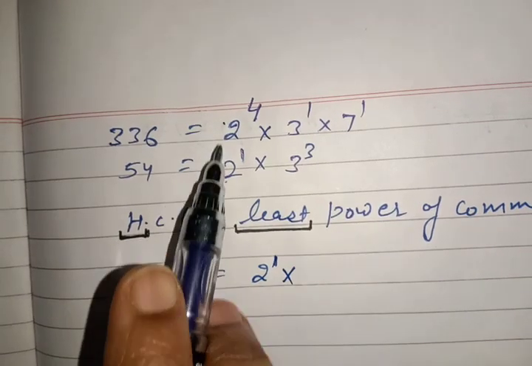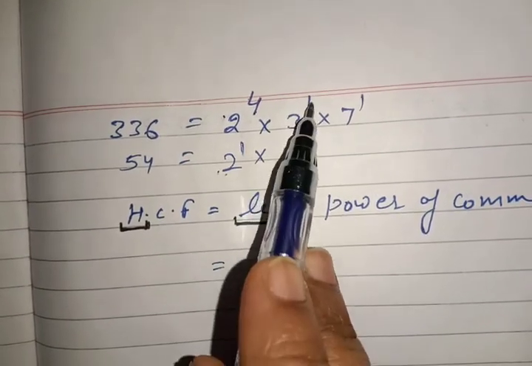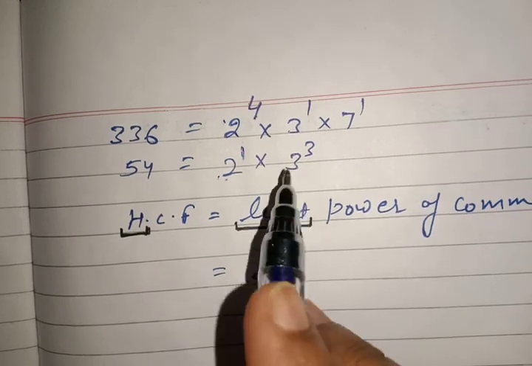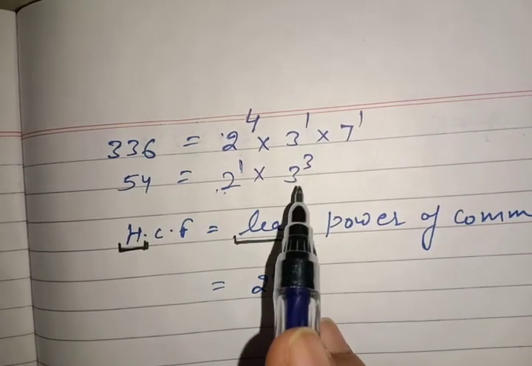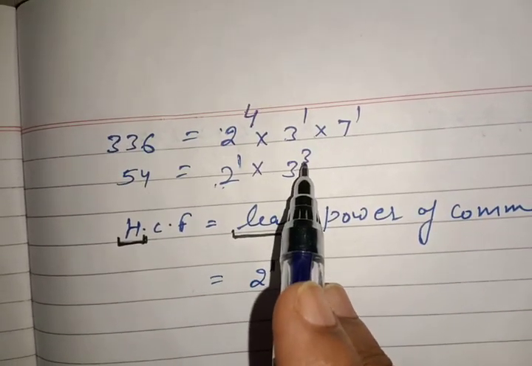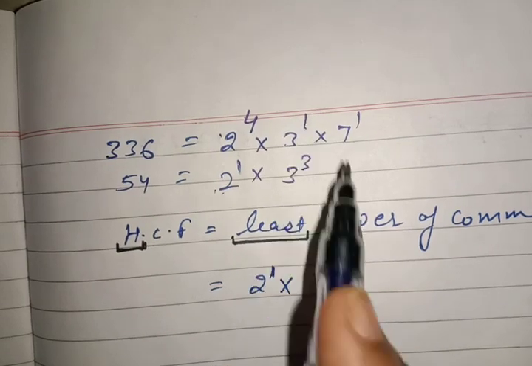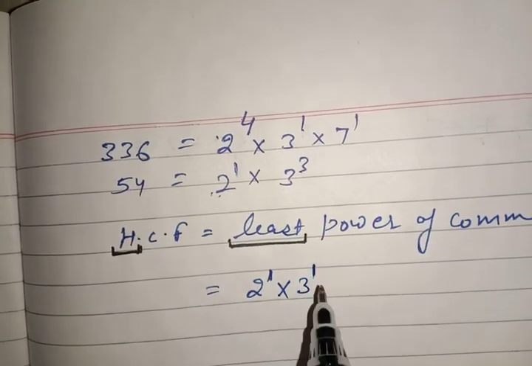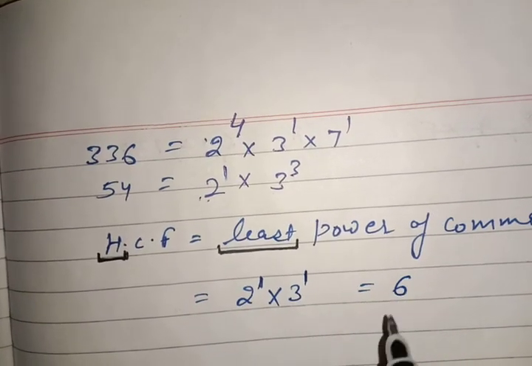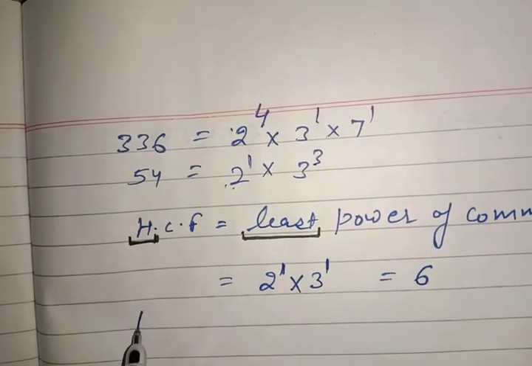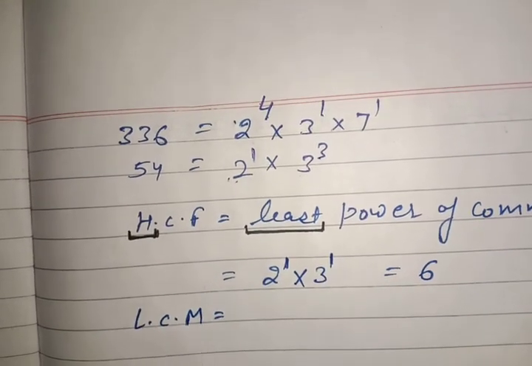This is one common factor. The other common factor, 3 raised to power 1 and 3 raised to power 3. So which is least? Least means kam se kam. So out of power 3 and power 1, which is the least power? 1. So this is finally 2 times 3, which is 6. HCF is 6. Now we'll discuss LCM.